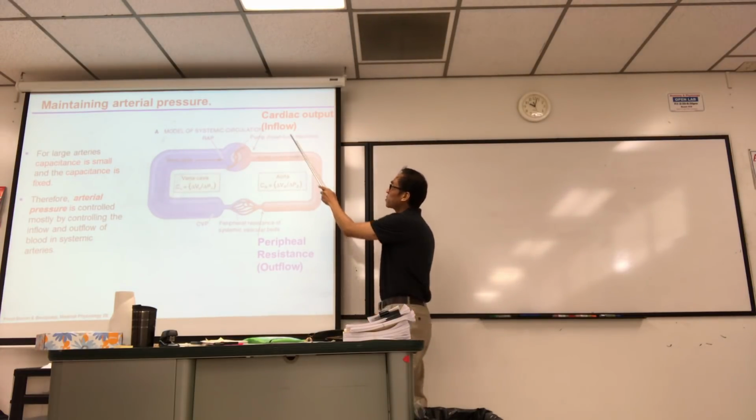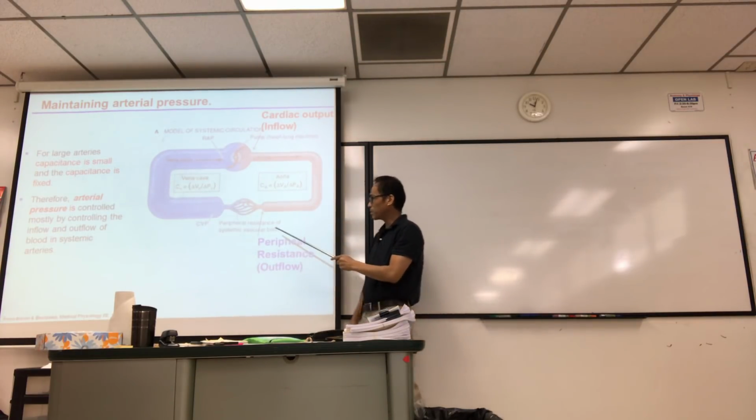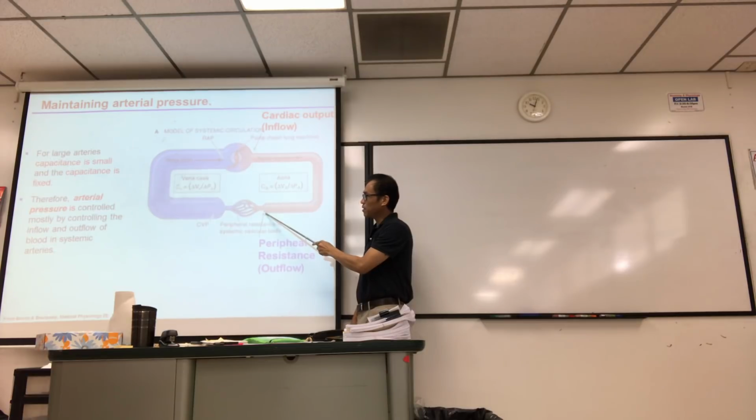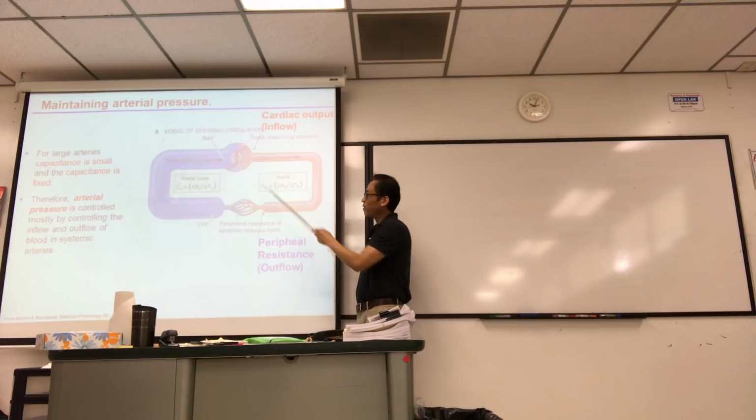So the inflow is controlled by cardiac output. Right? So the outflow is controlled by the resistance here at the artery. What's the smallest artery called? Arteriole. So they kind of control most of this outflow. Right? So inflow and outflow.